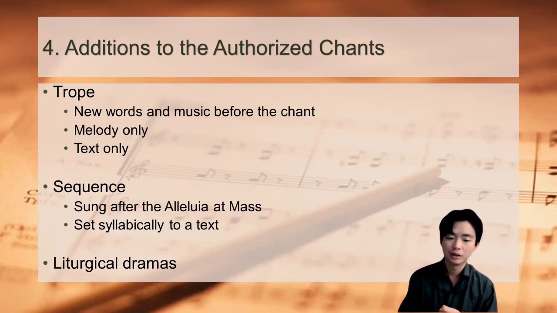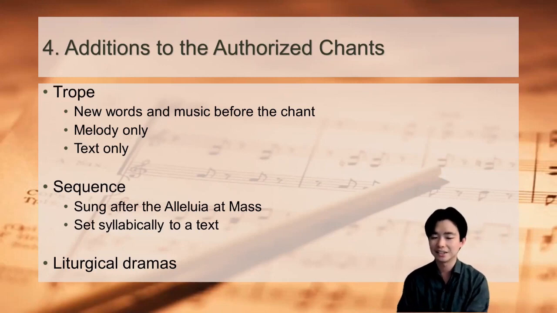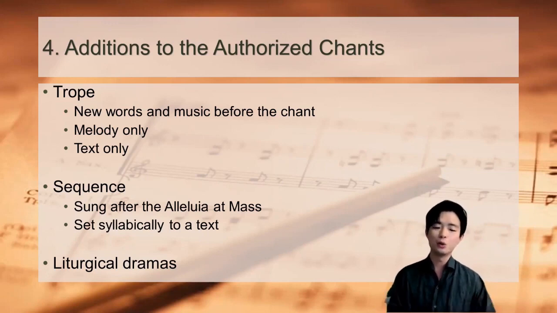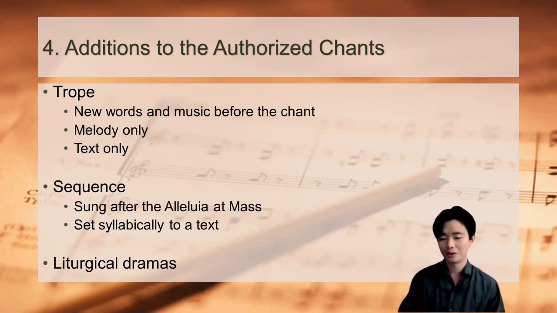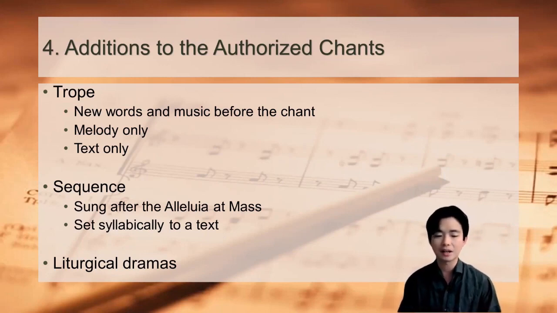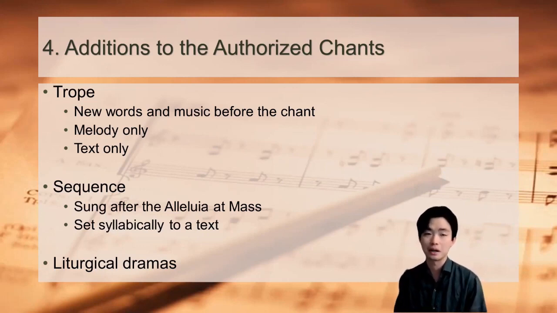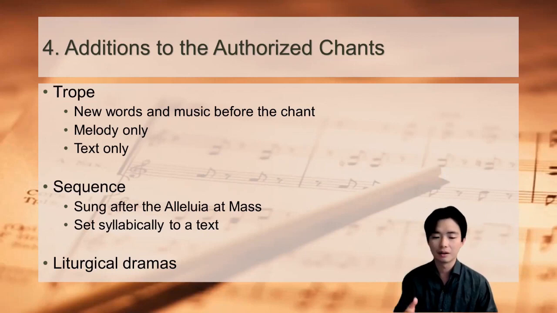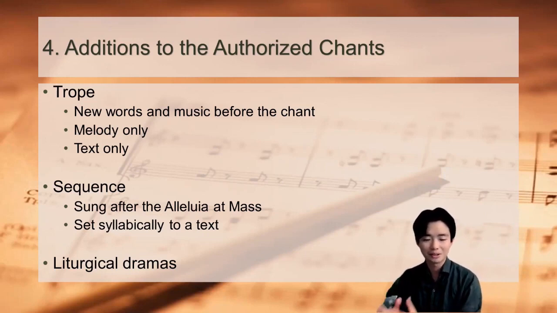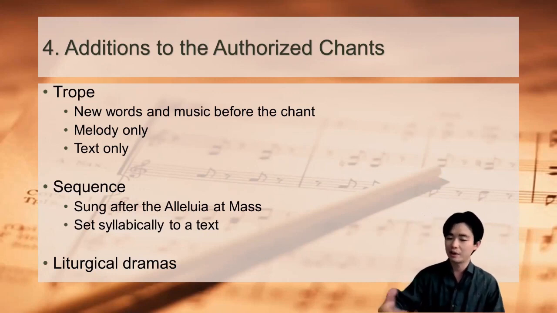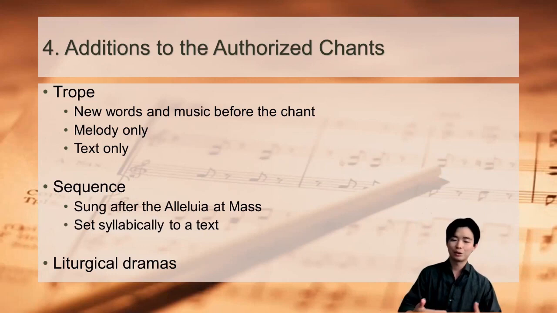First, a trope expanded an existing chant in one of three ways: firstly, by adding new words and music before the chant or before each phrase of the chant; secondly, melody only, extending melismas or adding new ones; or text only, set to existing melismas. All three types increased the solemnity of the chant by enlarging it, and all offer the musicians an outlet for creativity in the margins of the authorized repertoire.